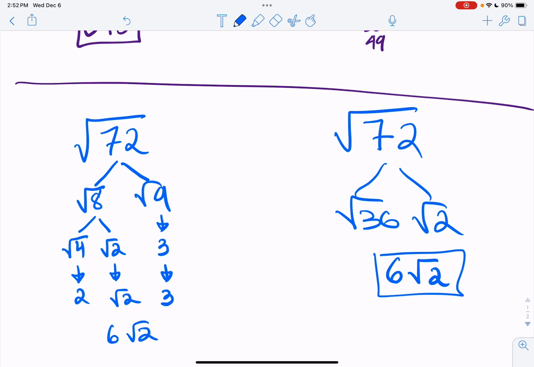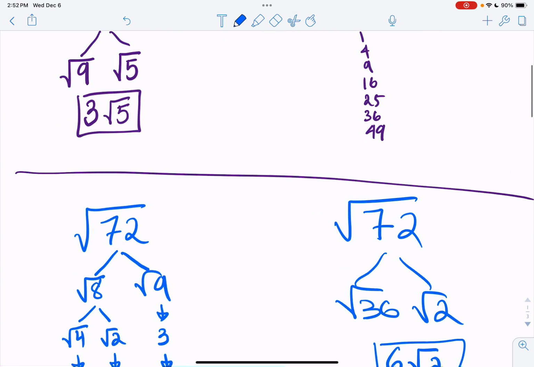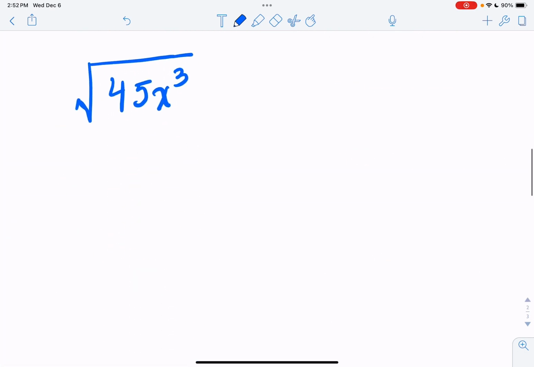Now, the new thing for us in Algebra 2 is that we are getting introduced to variables underneath our radical. So let's say I have radical, let's work with the ones we had already, 45 x to the power of 3. Now I know radical 45, I could break it into radical 9 and radical 5. So radical 9, radical 5. Now for this x to the power of 3, we need to find out how we can break it simply.